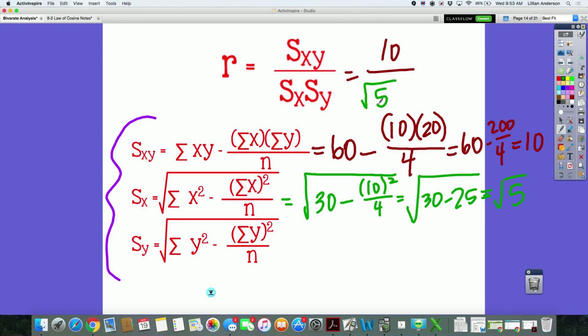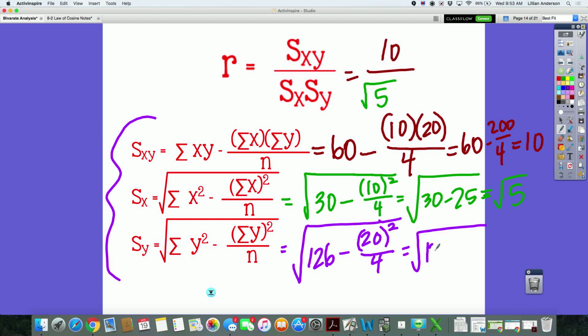Okay? Now the last part of my denominator, I need the sum of my y squares, which is 126. I need the sum of just my y's, which was 20. I'm going to square that number and divide it by 4. What's 20 squared? 400. What's 400 divided by 4? 100. So you have 126 minus 100, which is 26, the square root of 26. That's the other part of your denominator.